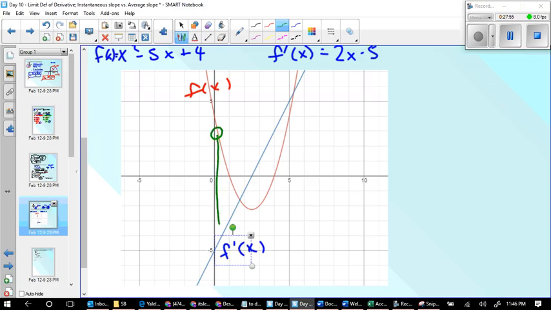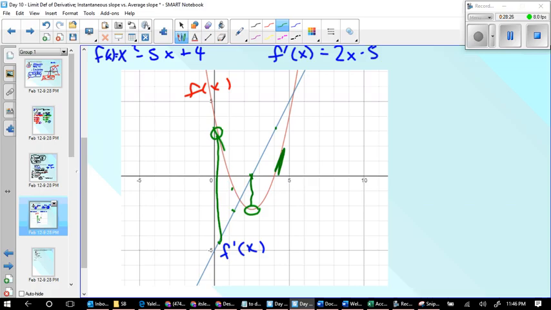Specifically, the negative slope is this value right here, around negative 4 point something. So the slope is negative, so the value of f prime is negative. And at the vertex, what's the slope? The vertex has a slope of 0 instantaneously. And then over here, there's a positive slope, so a positive number on f prime.